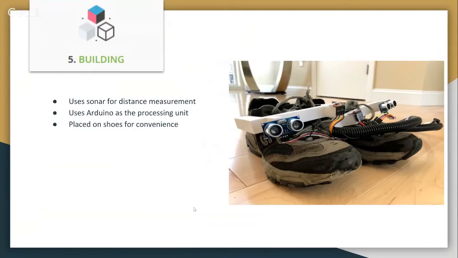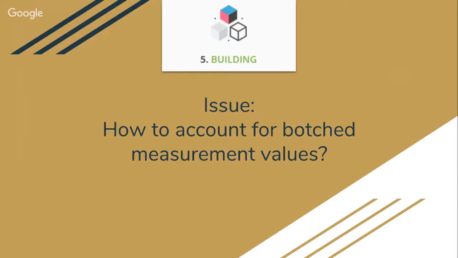So we're using sonar for distance measurement, using Arduino as a processing unit, and it's placed on the shoes for convenience. This is a prototype that's built. As you can see, it's built as a clip-on or a rig that's just Velcroed onto your shoes. So now we're building this, and it's going great, right? We're building this project, and we think this might be a game-changing product. But then we hit another roadblock, and it may seem like, why would I get involved in building an invention if all I'm going to do is fail again and again and keep hitting problems every 5 minutes?